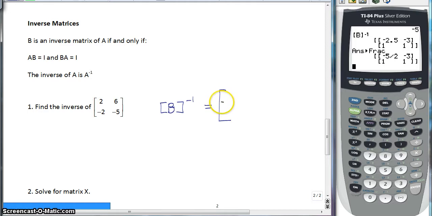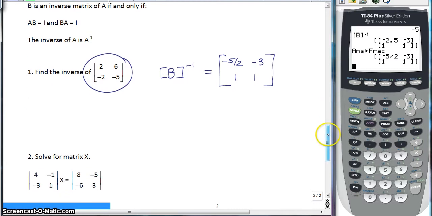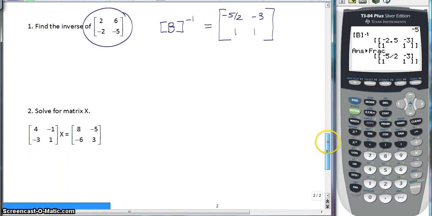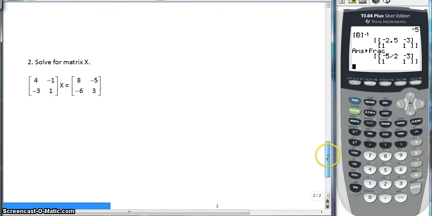So the inverse of 2, 6, -2, -5 is -5 halves, -3, 1, 1. That is the inverse of this matrix. Okay? So how we do it by hand, we would need to use some determinants. We would divide each thing by determinants. We switch a couple, we make a couple negative, and then we have to multiply or distribute, or we can just use our fancy calculator.